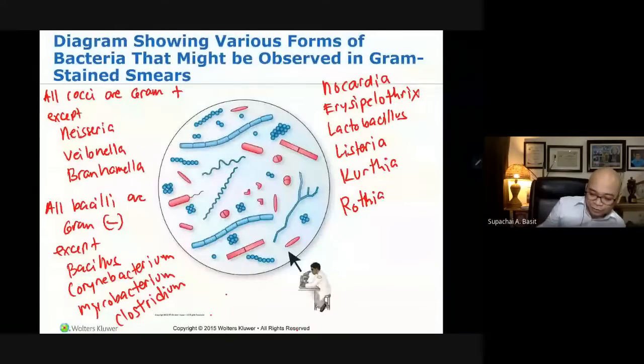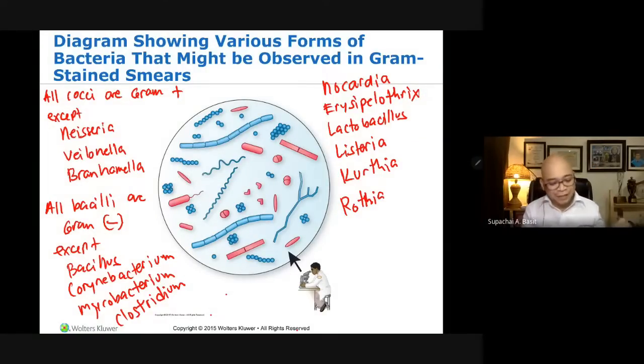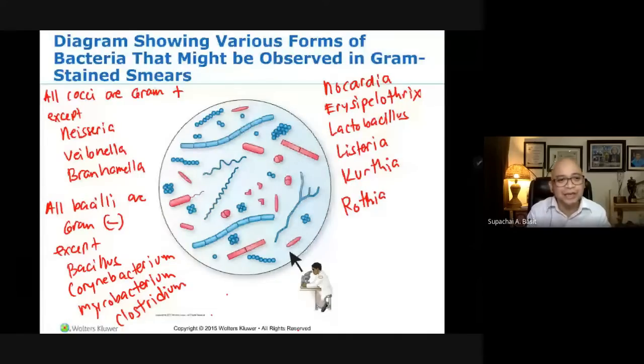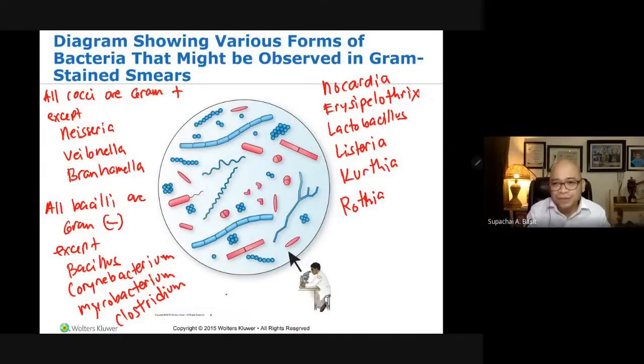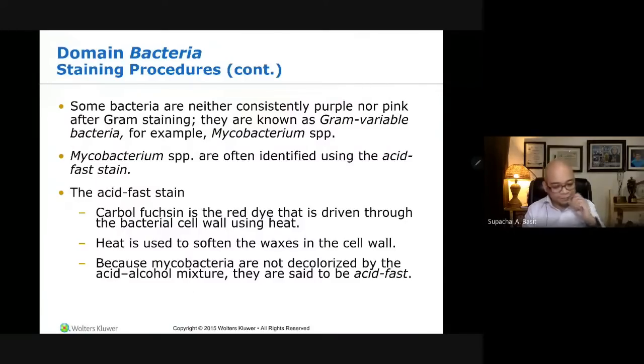Nocardia, Erysipelothrix, Lactobacillus, Listeria, Rothia. Okay, so these are the rules in gram staining. Gram staining is one of the most important kinds of staining here in microbiology because we'll be able to define whether the bacteria are gram-positive or gram-negative.